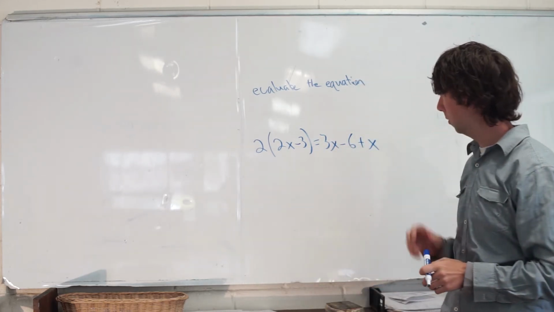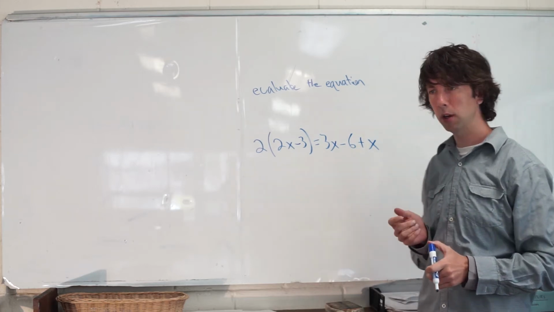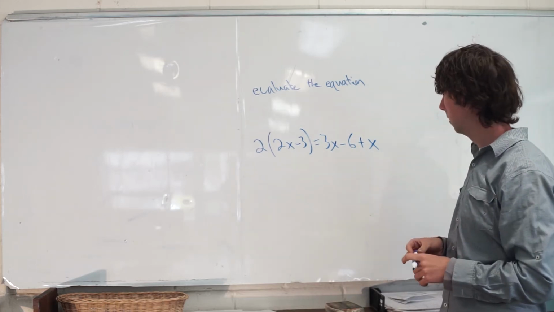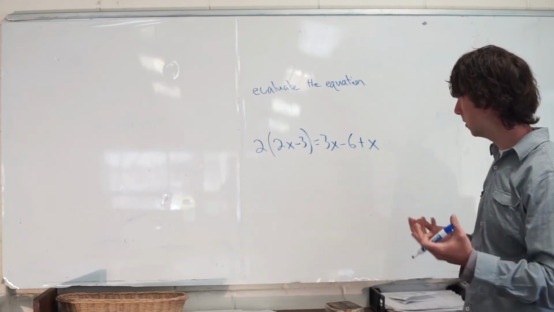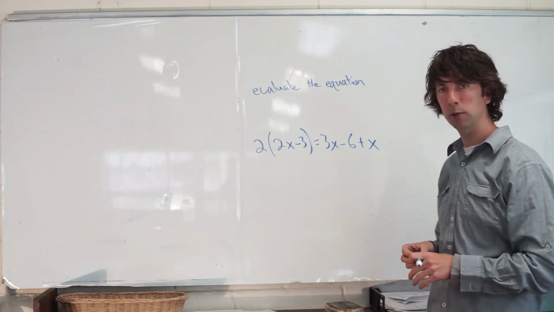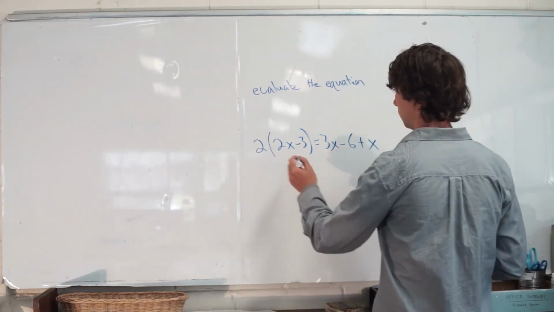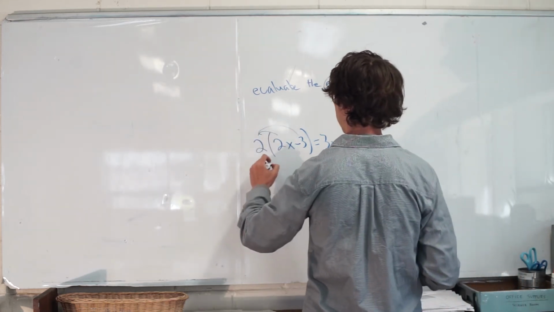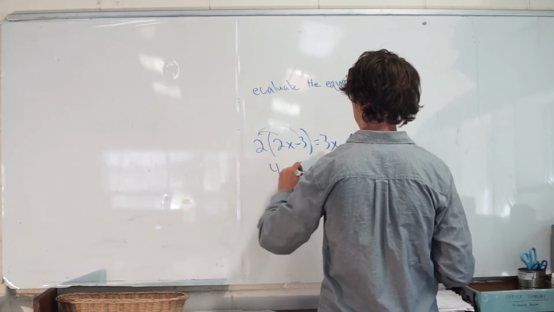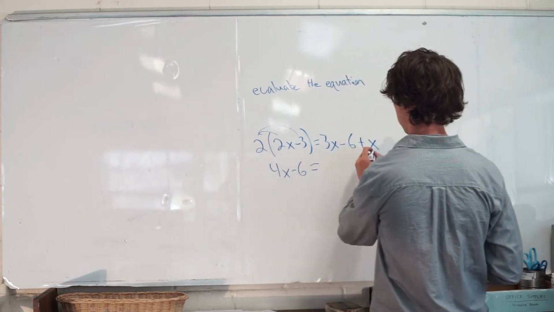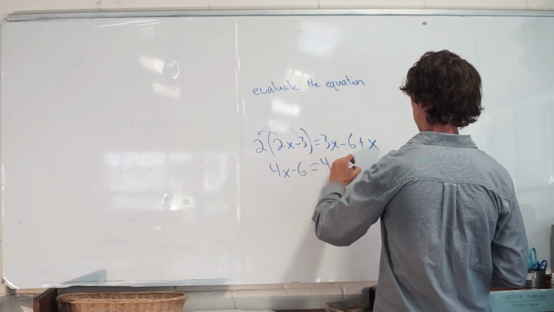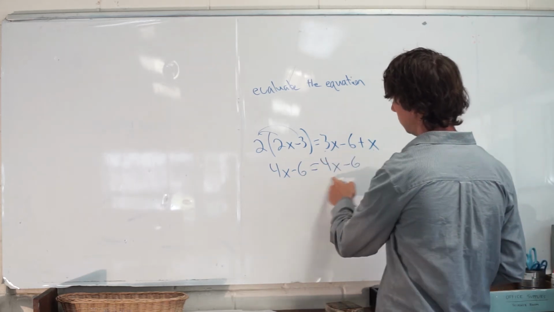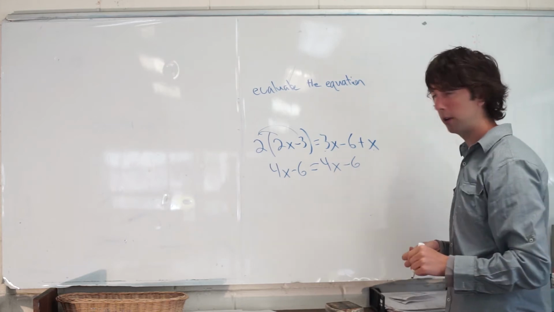Okay, so is this equation true or false? Can't immediately tell. We're going to have to try and combine some like terms and simplify things until we can see. Okay, so let's distribute this too. And let's add the like terms here, 3x and x. It's going to be 4x minus 6. And now we can see we have two things that are the same thing on both sides.